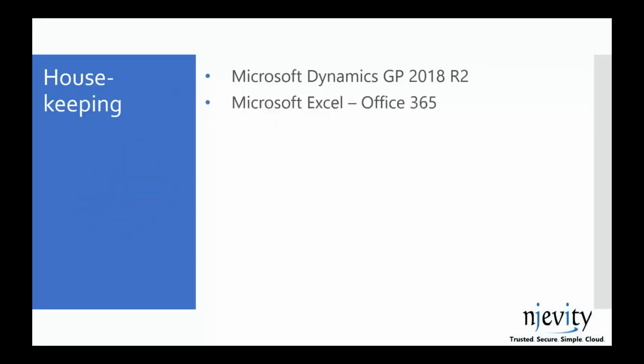A little bit of housekeeping. I am using data from GP 2018 R2, but it doesn't matter what data you're using. And I'm using the most recent Excel from Office 365. So my Excel might look a little bit different than yours, but what I'm going to show you is in all the versions of Excel. And if it's not, then I will mention it. I should say all the versions since at least 2010. So let's just stick with 2010 and higher.